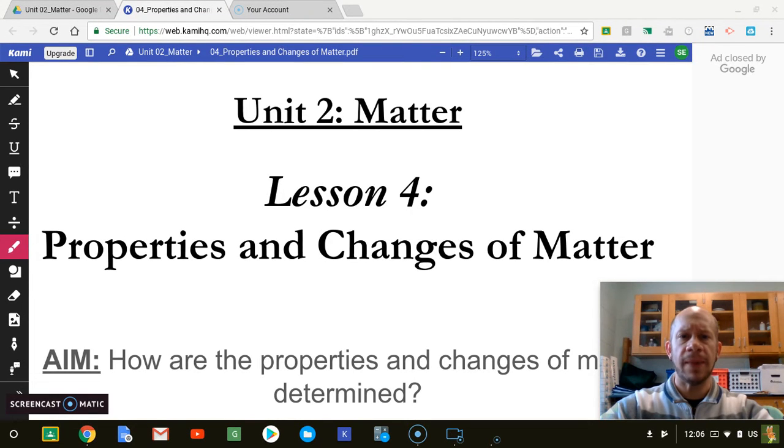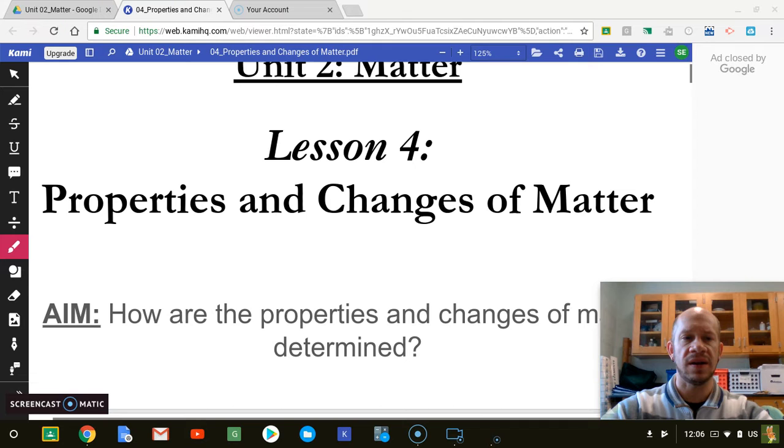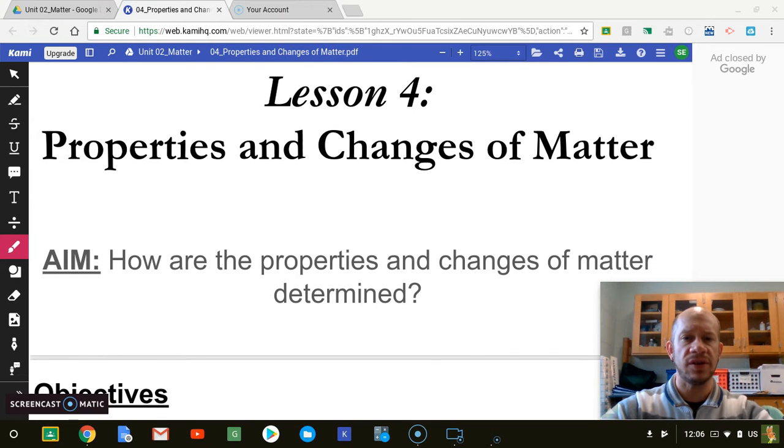This is Unit 2, Matter, Lesson 4, Properties and Changes of Matter. So how are the properties and changes of matter determined?